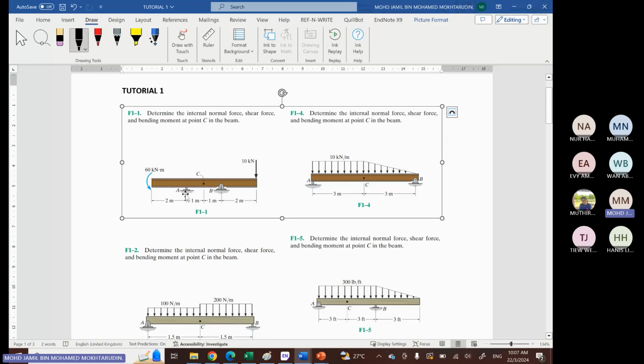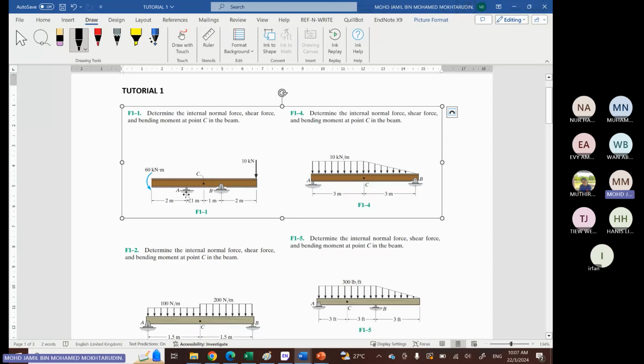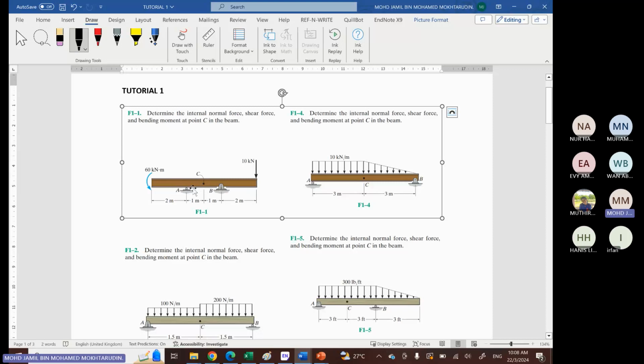We have 2 points of contact: point A with a roller support, and a pin support at point B. The question asks you to determine the internal load, internal force, normal force, shear force, and also bending moment at point C. So as I said last week, the first step is to determine the reaction forces at point A and point B, or at the reaction points, before you can determine the internal loading at point C. So let's look at how we can do this.